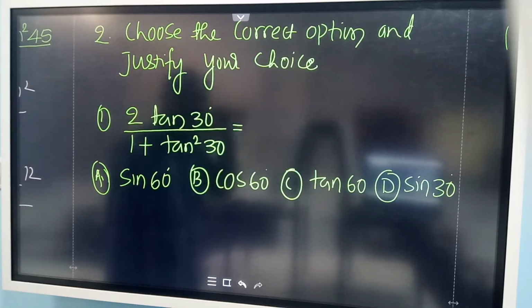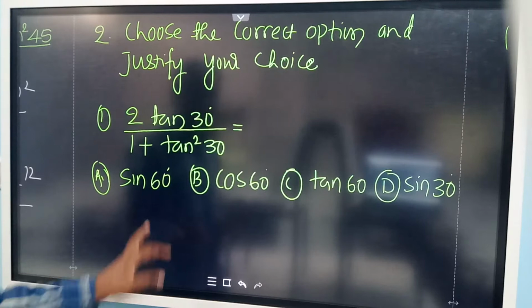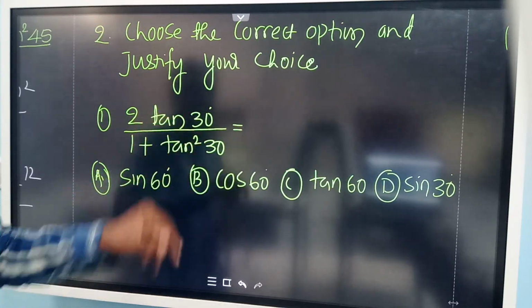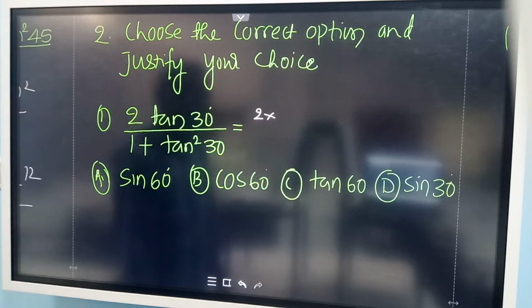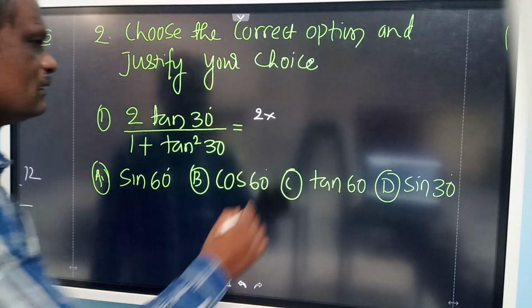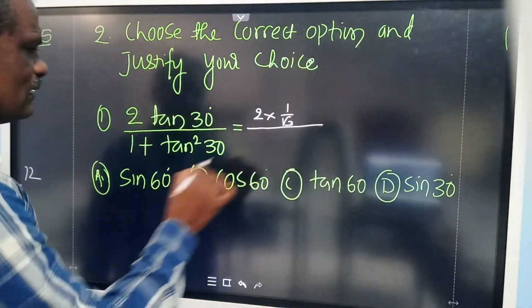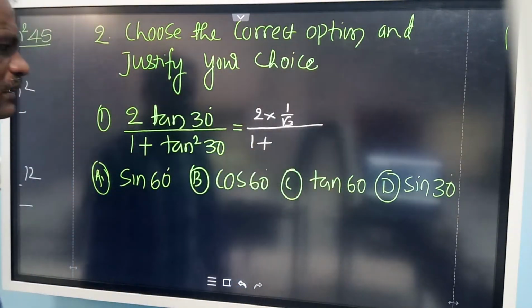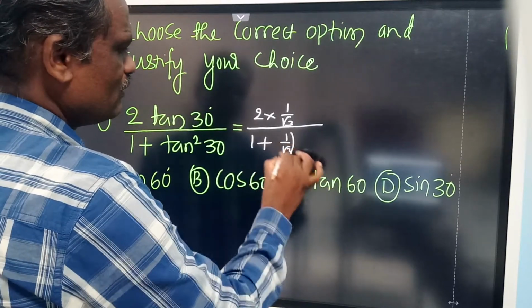Choose the correct option and justify your answer. So among these, what is the correct option? First you have to find out the value of this one. 2 into, what is tan 30? Tan 30 degree, opposite side by adjacent side, 1 by root 3. So 2 into 1 by root 3. Numerator is 2 into 1 by root 3. So the denominator is 1 plus tan square 30 degree, 1 by root 3 whole square.